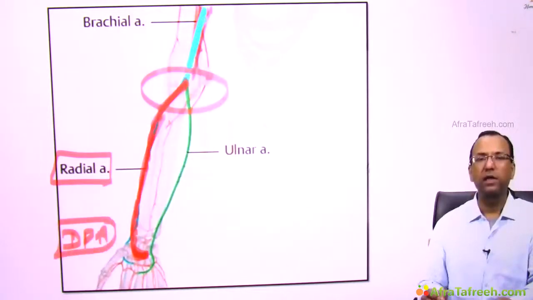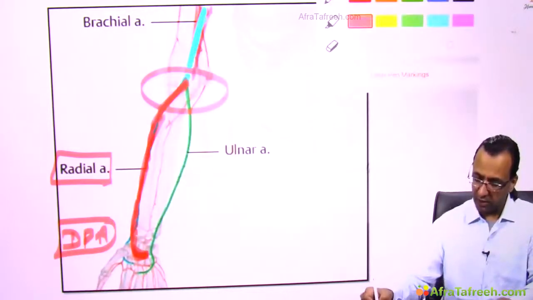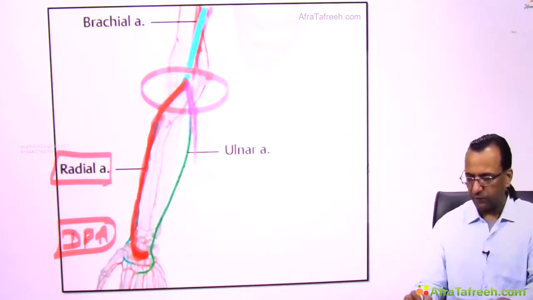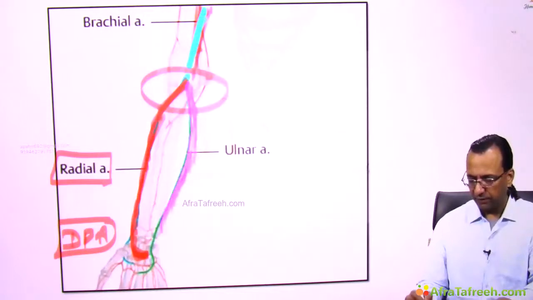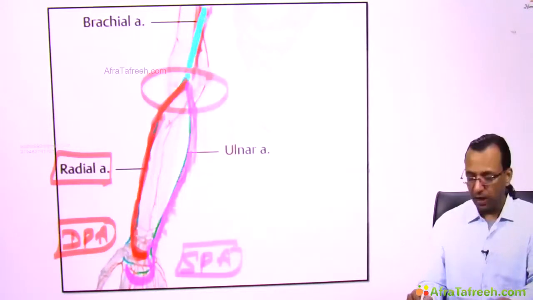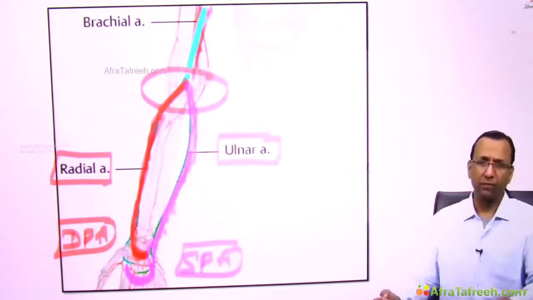And if you are following the other one, which is a branch of the brachial artery in the cubital fossa, it is running with the ulnar bone, so the ulnar artery becomes the superficial palmar arch. That is a continuation of the ulnar artery in the palm.